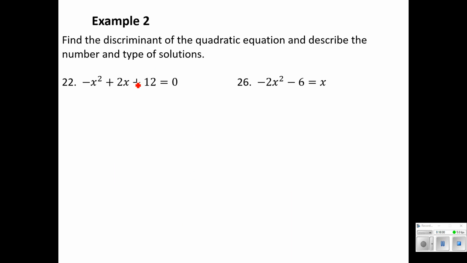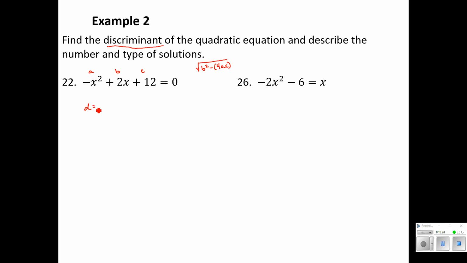All right, example 2 here. This is not as much work. Find the discriminant. Remember, that's just under the square root. So really just think about that part of the quadratic formula. B squared minus 4ac. That's all we're looking at. We don't need anything else. So my a is negative 1, my b is positive 2, my c is 12.